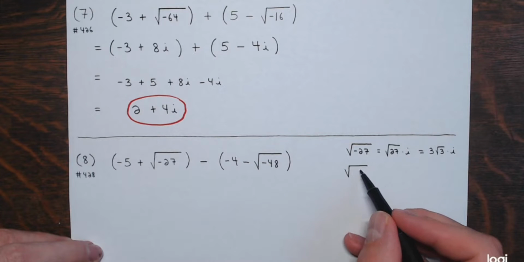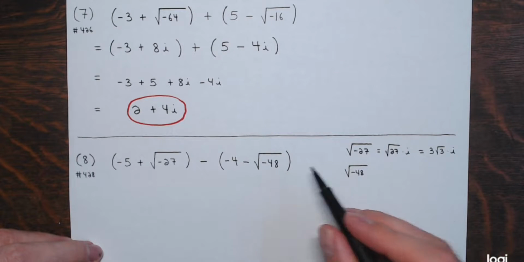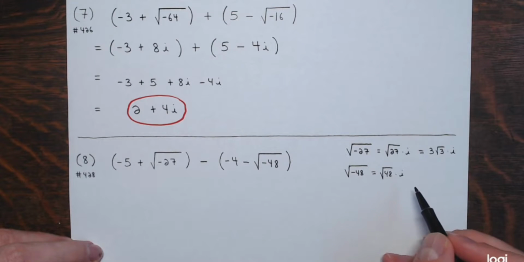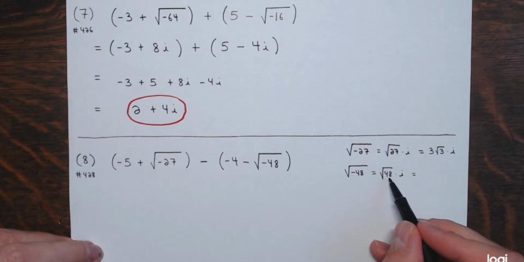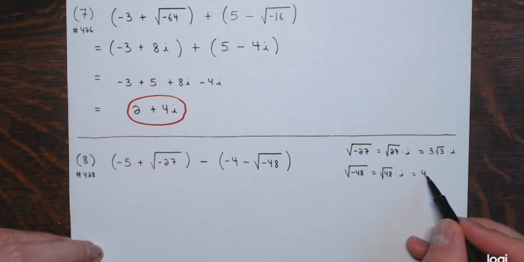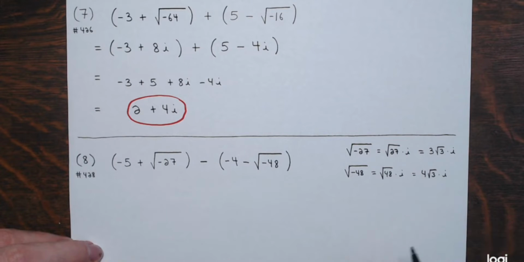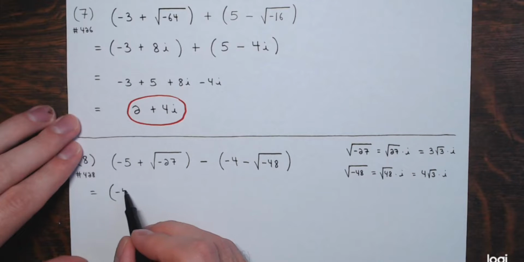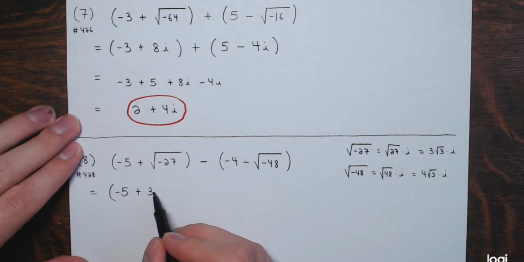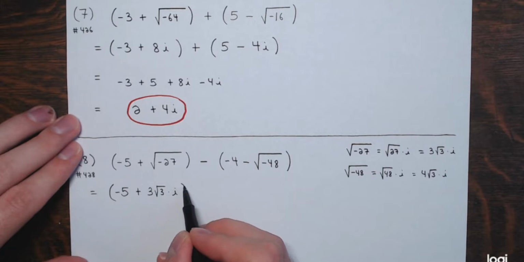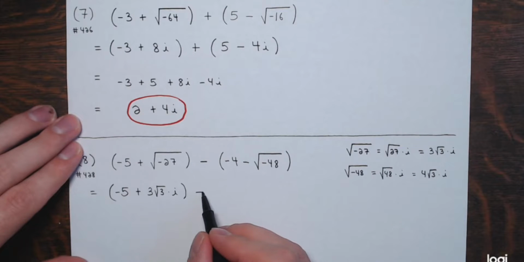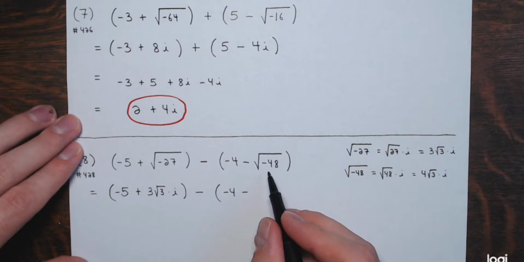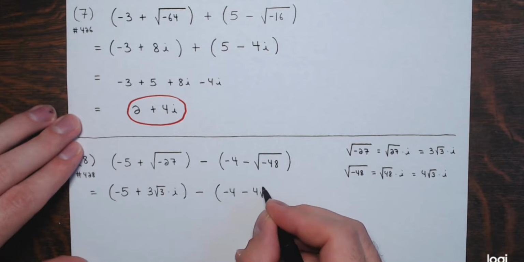I'm also seeing the square root of negative 48. So I'm going to rewrite that as well, as the square root of positive 48 times i. And this is the square root of 16 times the square root of 3, so 4 times the square root of 3 times i. So the first thing I'm going to do is, again, rewrite these square roots of negatives as imaginaries. So this is negative 5 plus 3 times the square root of 3 times i. Then we have minus, and then this number here is negative 4 minus the square root of negative 48, which as I wrote over here, is 4 times the square root of 3 times i.